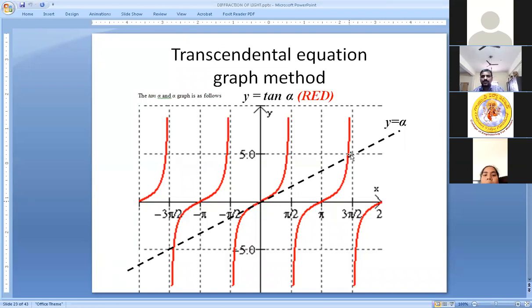That is at this point. Of course, at pi by 2 it's not there. That is at this point, that is 0. And similarly on the other side, at minus 3 pi by 2, 5 pi by 2, etc., you are going to get the same solutions, right? So the points of intersection of both LHS and RHS are only alpha equal to 0, alpha equal to 3 pi by 2, 5 pi by 2, 7 pi by 2, both positive and negative, right? So I'll move to the next slide.